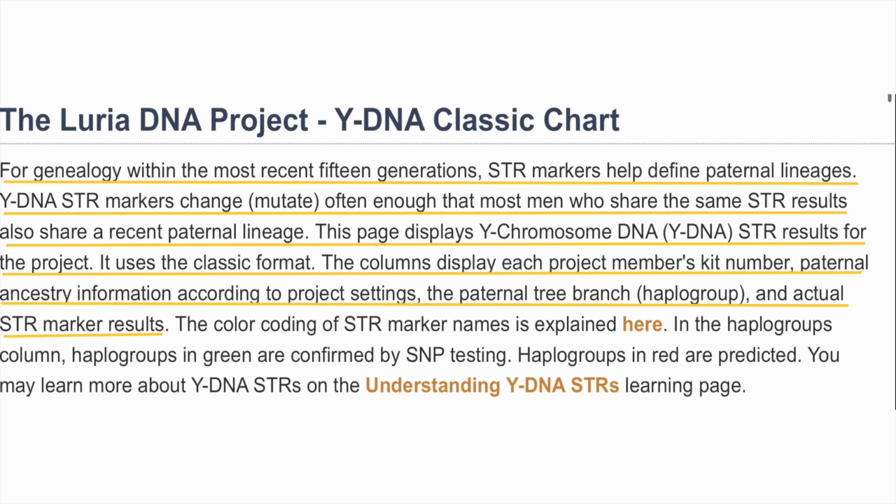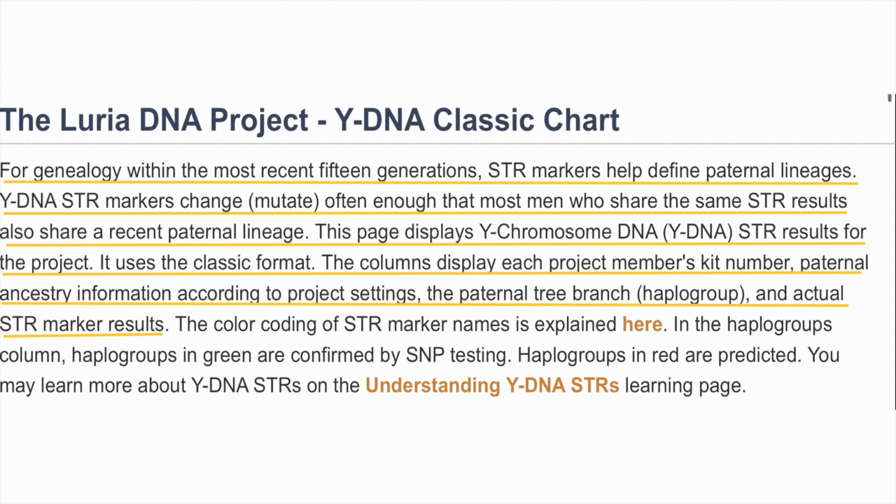If you go to Family Tree DNA titled The Laura DNA Project Y-DNA Classic Chart, you will find that most are haplogroup E with a minor J and R. For genealogy within the most recent 15 generations, STR markers help define paternal lineages. Y-DNA STR markers change, mutate, often enough that most men who share the same STR results also share a recent paternal lineage. This page displays Y-chromosome DNA, Y-DNA STR results for the project.